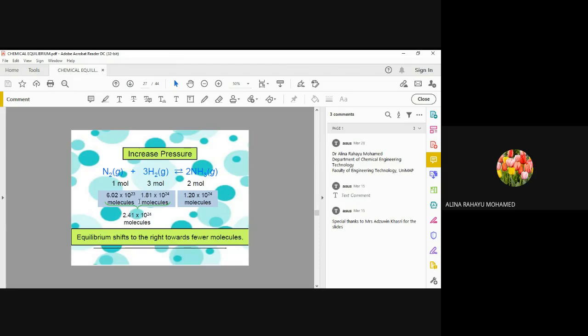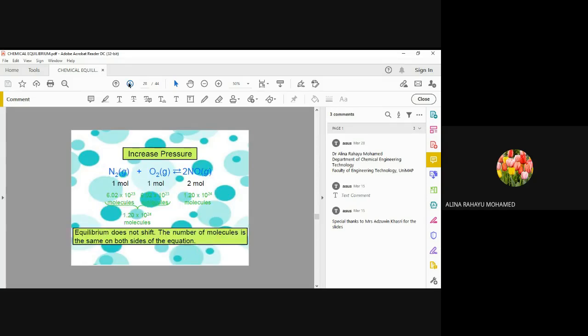And 2 times 6.02 times 10 to the power of 23 is 1.2 times 10 to the power of 24 molecules on the right hand side. And on the left hand side, we have 2.4 times 10 to the power of 24 molecules. Equilibrium will shift to the right, towards fewer molecules, if we increase the pressure. So this is a higher number of moles, this is a lower number of moles, so it will shift to the right because the right has fewer molecules.